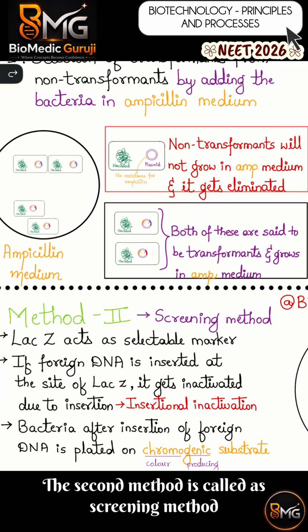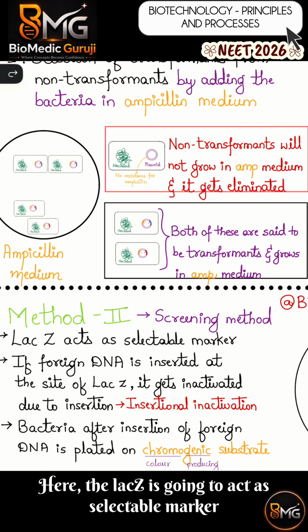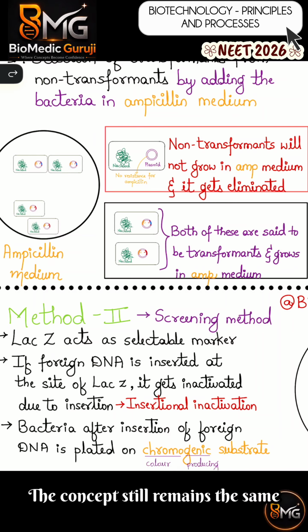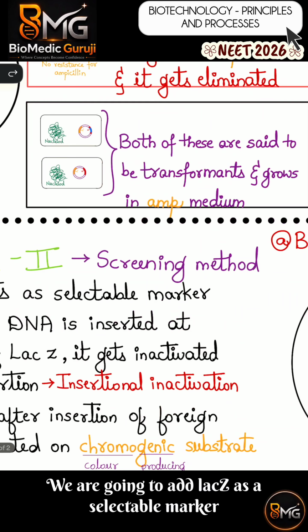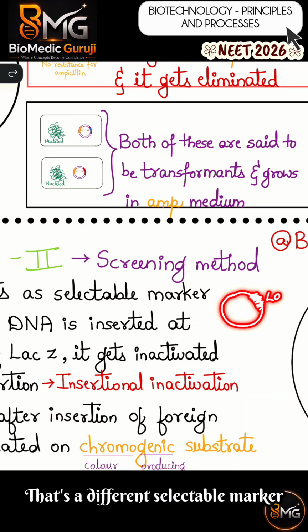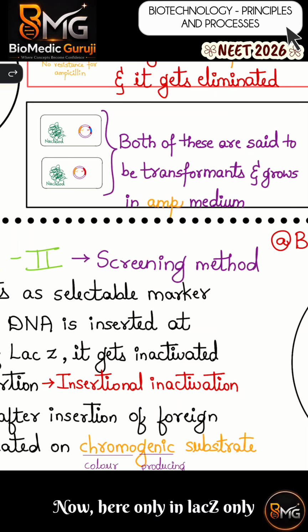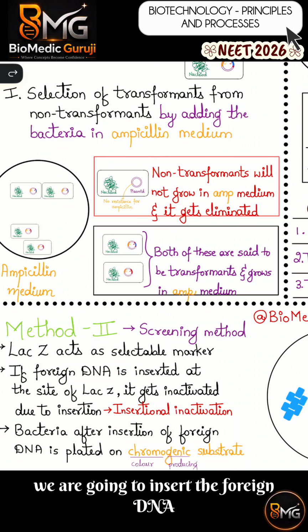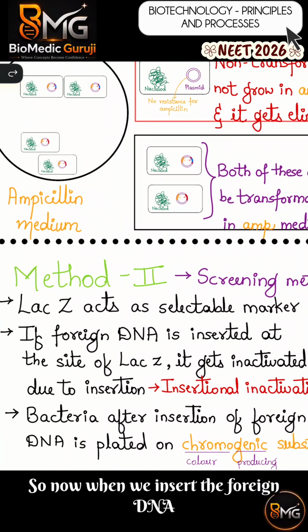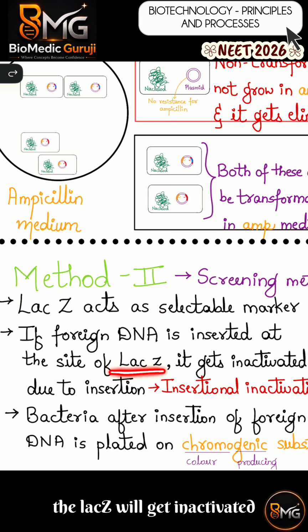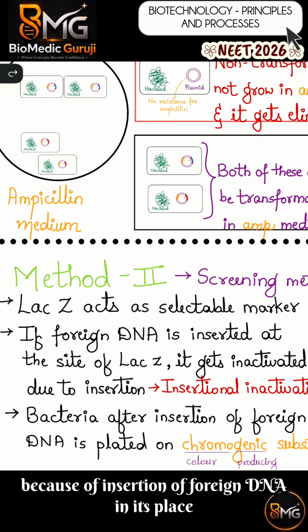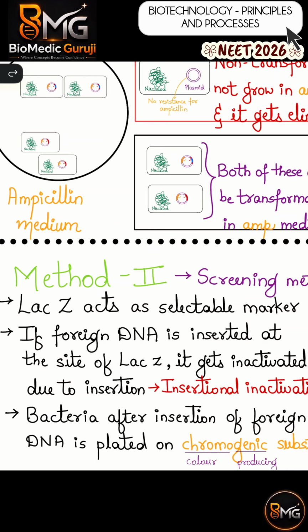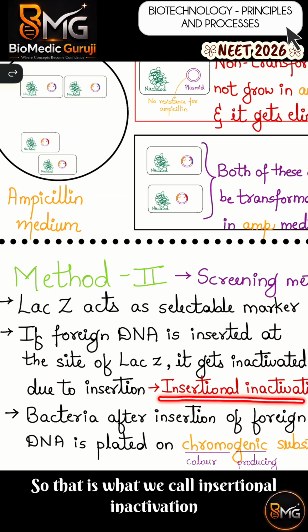The second method is called the screening method. Here, the LAC-Z is going to act as the selectable marker. The concept still remains the same. We are going to add LAC-Z as a selectable marker. That's a different selectable marker which we have selected. Here, in LAC-Z only, we are going to insert the foreign DNA. When we insert the foreign DNA, the LAC-Z will get inactivated because of the insertion of foreign DNA in its place. That is what we call insertional inactivation.